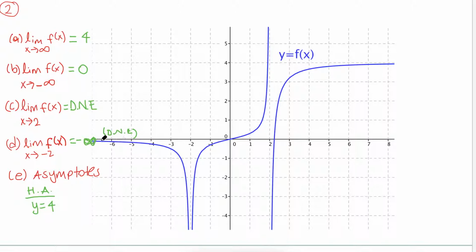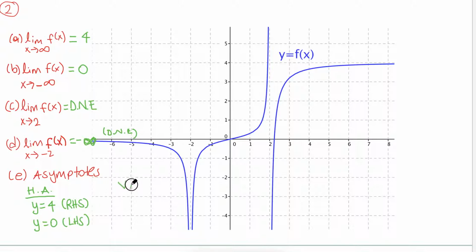And this is the right-hand side, by the way. On the left side, y values are approaching 0, so we have y equals 0 on the left-hand side as a horizontal asymptote.